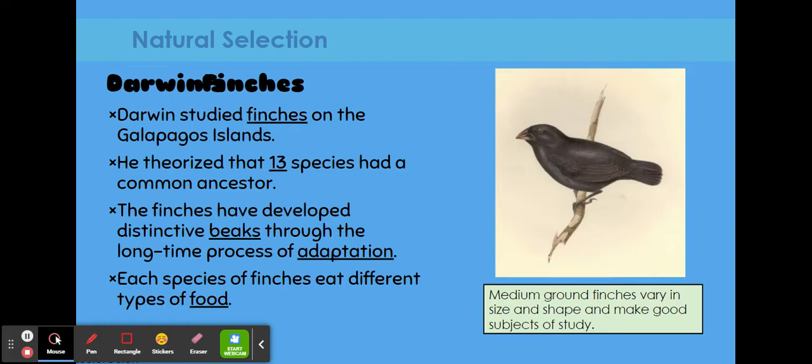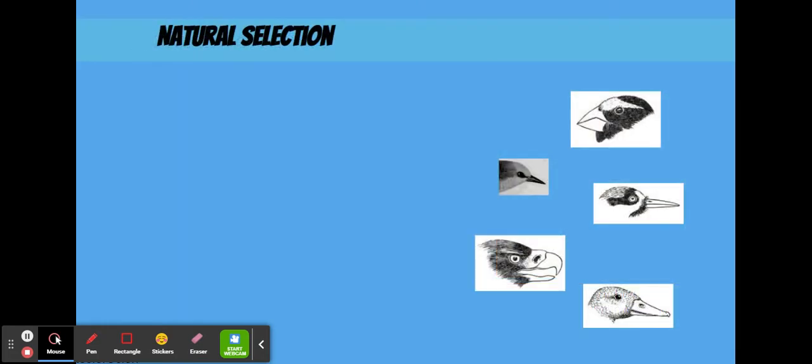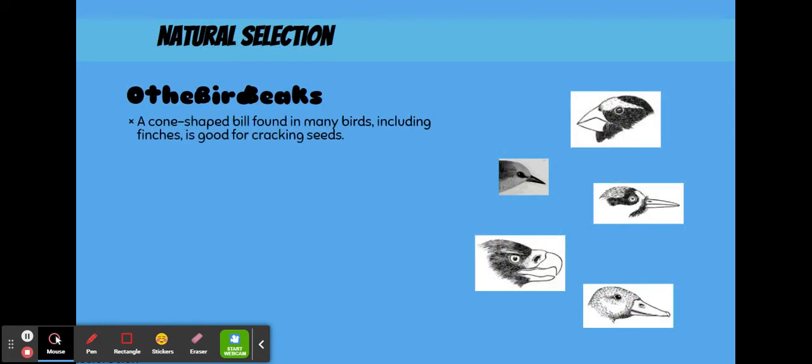Medium ground finches vary in size and shape and make good subjects of study. Other bird beaks: the cone-shaped bill found in many birds, including finches, is good for cracking seeds. Thin, slender pointed beaks are used to pick insects off of twigs and bark.